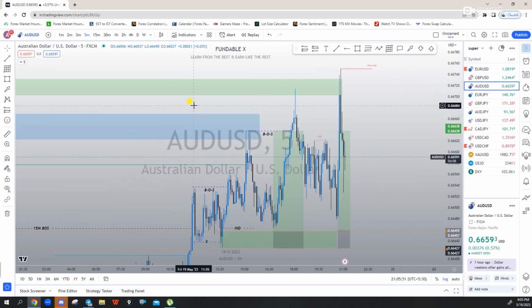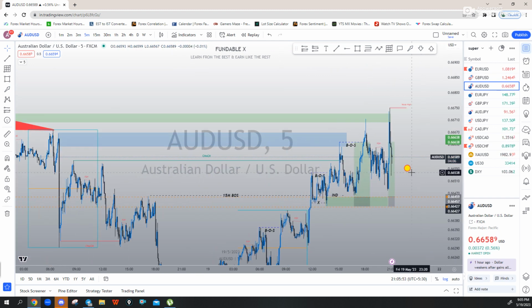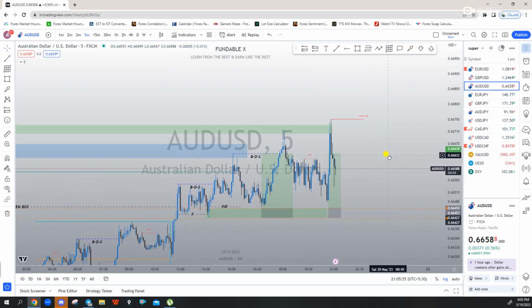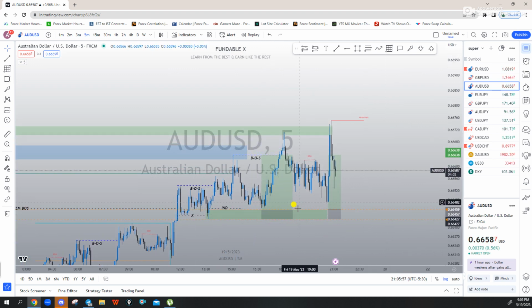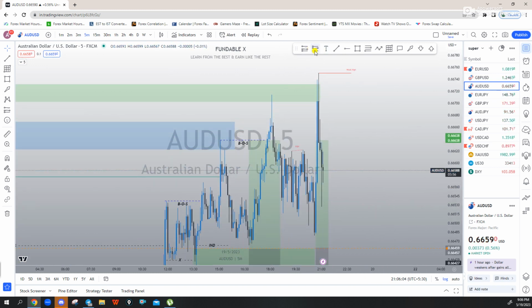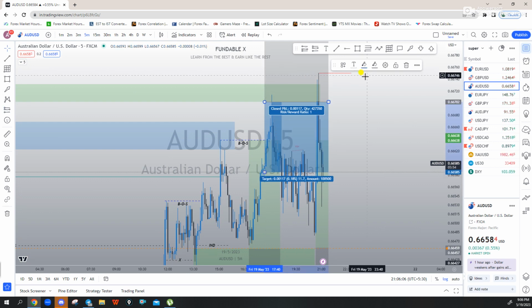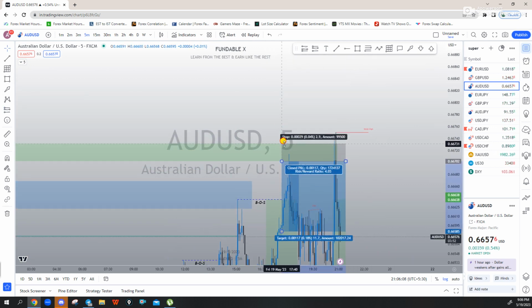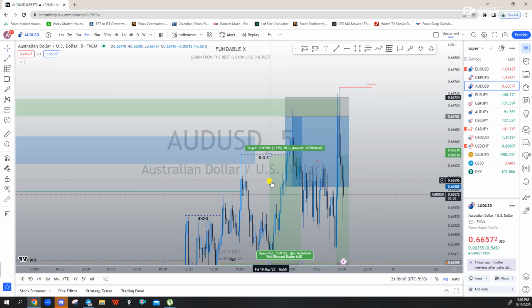Then I was planning for a short, right? Only an aggressive entry could have been done on this, but I didn't get this point. I was waiting for this entry to happen, but eventually it has given a break and went into this point. It has given a tap and there was an entry over here, but I didn't take an entry on AUDUSD because I had already planned a long on this.